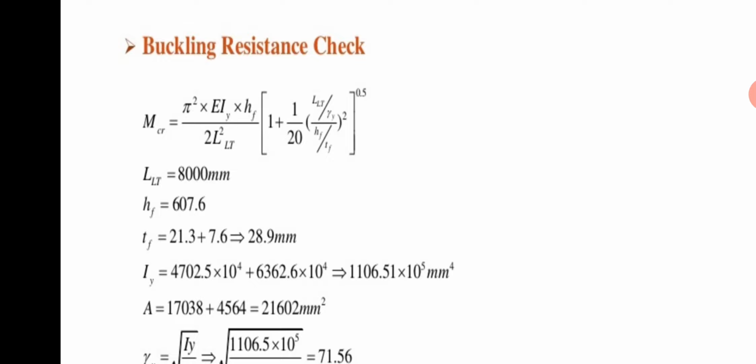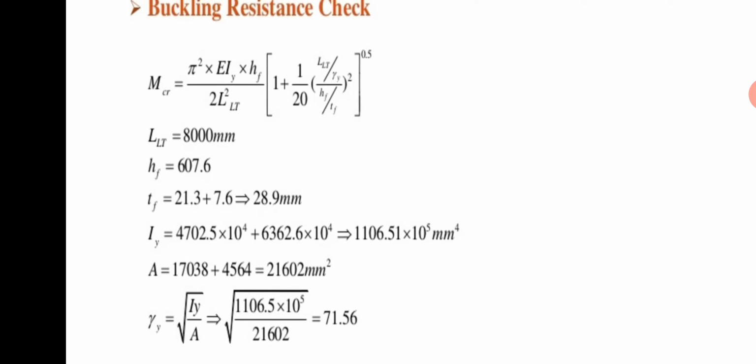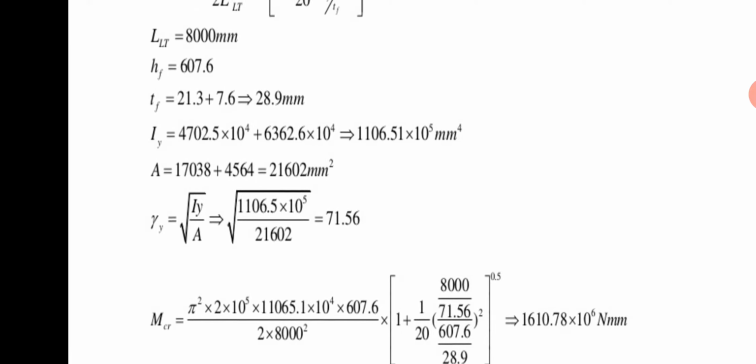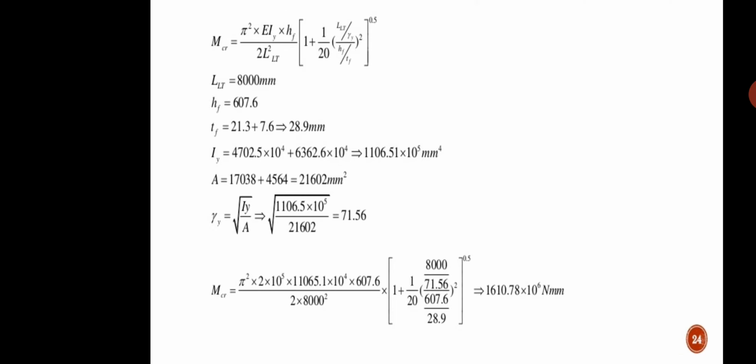Here buckling resistance should be provided for the built up section, it means I plus C. So TF is, same way, 21.3 for I and 7.6 for channel. So finally 28.9. Same way we calculate Iyy, area, and lambda y is equal to under root of Ry Iy upon A. So it should be 71.56. So put all the values in the equation of MCR. We calculate MCR is equal to 1610.78 into 10 raised to 6 Newton mm.